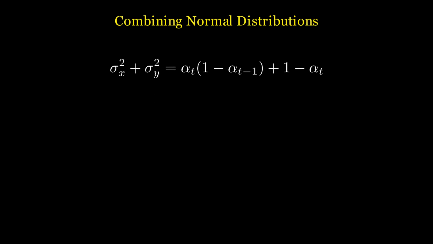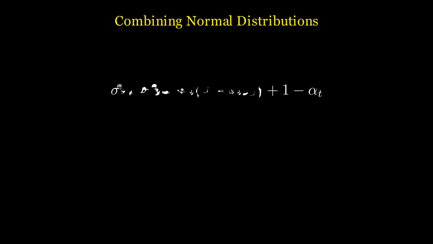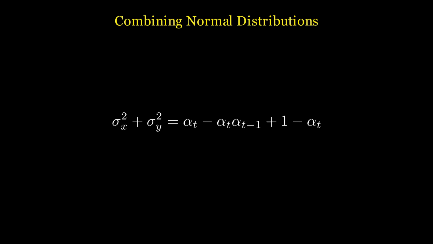Alpha t times 1 minus alpha t minus 1 plus 1 minus alpha t. Expanding this out, we get alpha t minus alpha t times alpha t minus 1 plus 1 minus alpha t. The alpha t terms cancel, leaving us with simply 1 minus alpha t times alpha t minus 1.